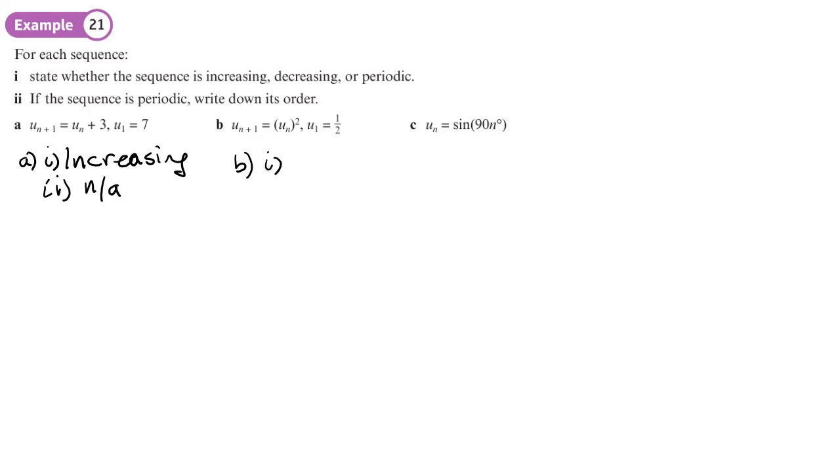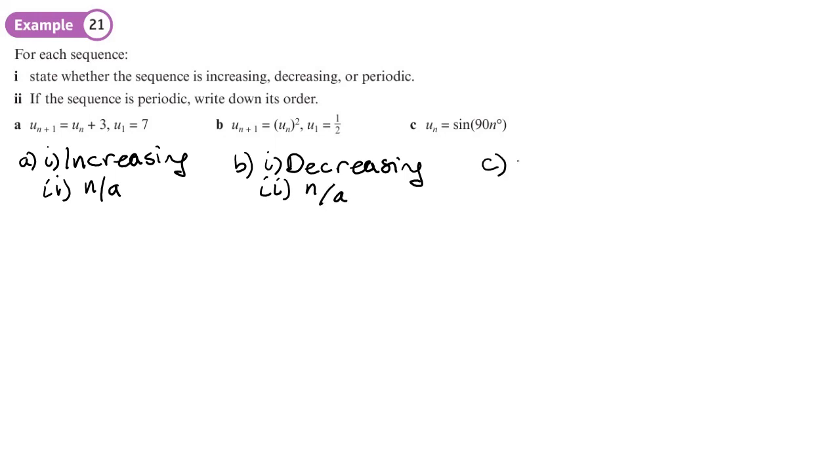Right, part B, let's see what's going on here. We start with a half, then we square it, you get a quarter, you square it, you get 1/16, you square it again, you get 1 over 256, something like that. So it's decreasing. Each fraction is smaller than the last, so we don't need to write terms out, we can work this out in our heads. So this is a decreasing sequence. Again, part 2 of the question is not applicable because it's not periodic.